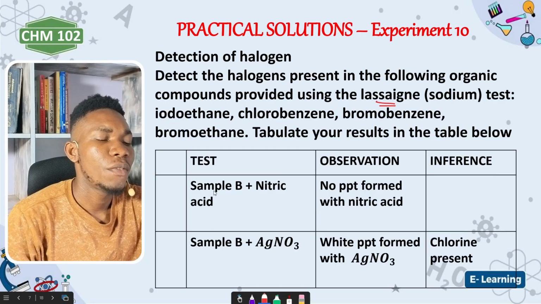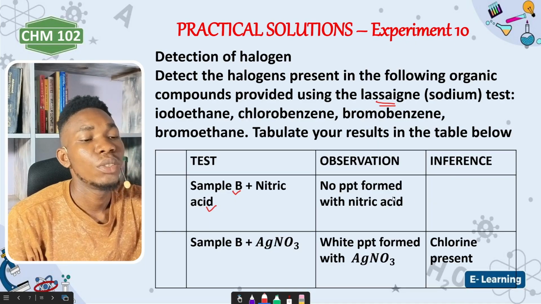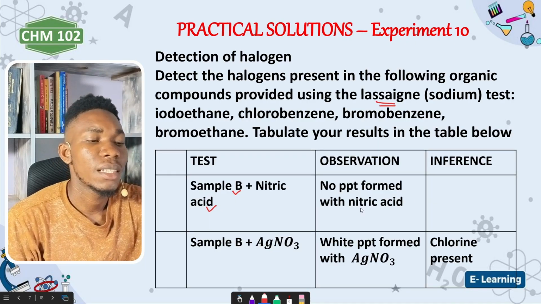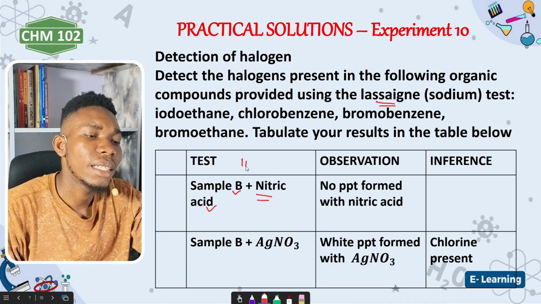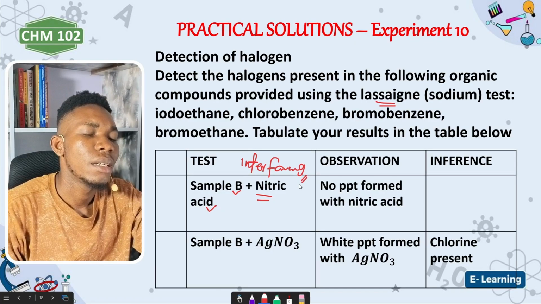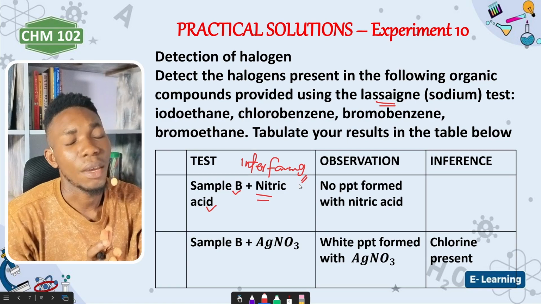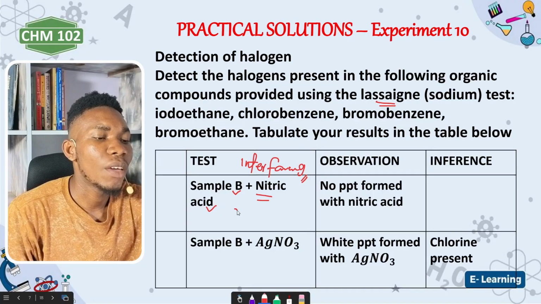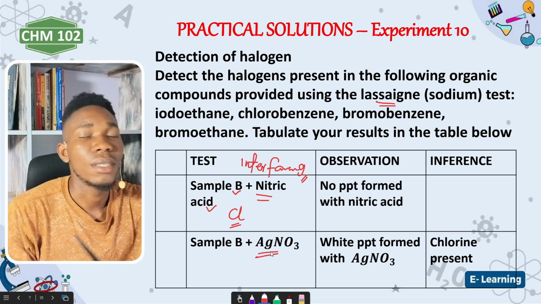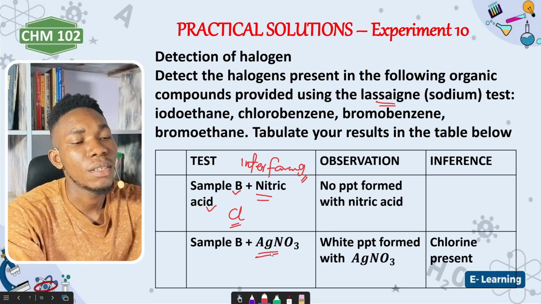Is that okay? The first step in the practical is your sample B plus nitric acid. You don't expect anything to be formed with nitric acid. The reason why you added nitric acid is so that it will remove other interfering ions. That is the reason why you have nitric acid present, to remove other interfering ions, so that only the chloride ion will react with what? Silver nitrate. Is that okay? Only the chloride ion will react with silver nitrate.